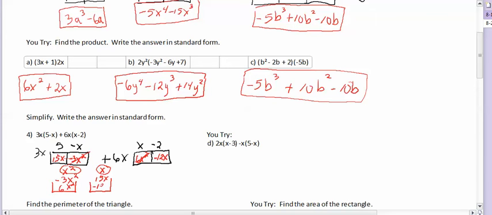and a negative 12x. Okay, now I'm going to change my colors. Lots of red colors down there. Okay, now I'm going to add what's in my bucket. So my x to the second powers are 6 minus 3 is 3x to the second power. And then 15 minus 12 is positive 3x. Okay?